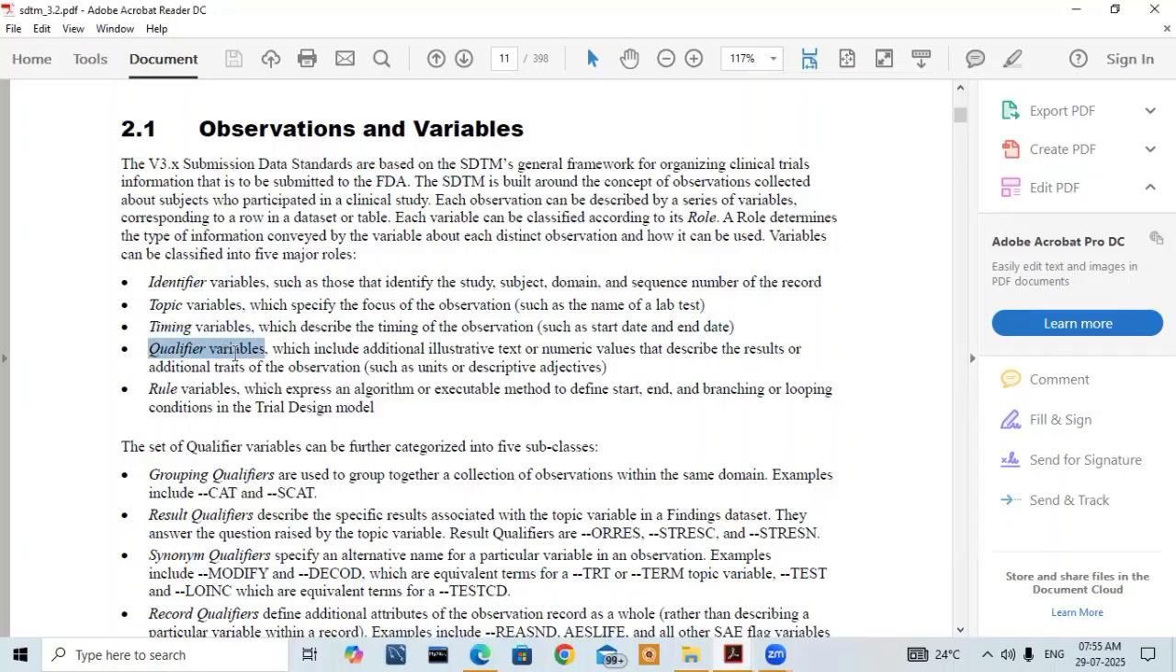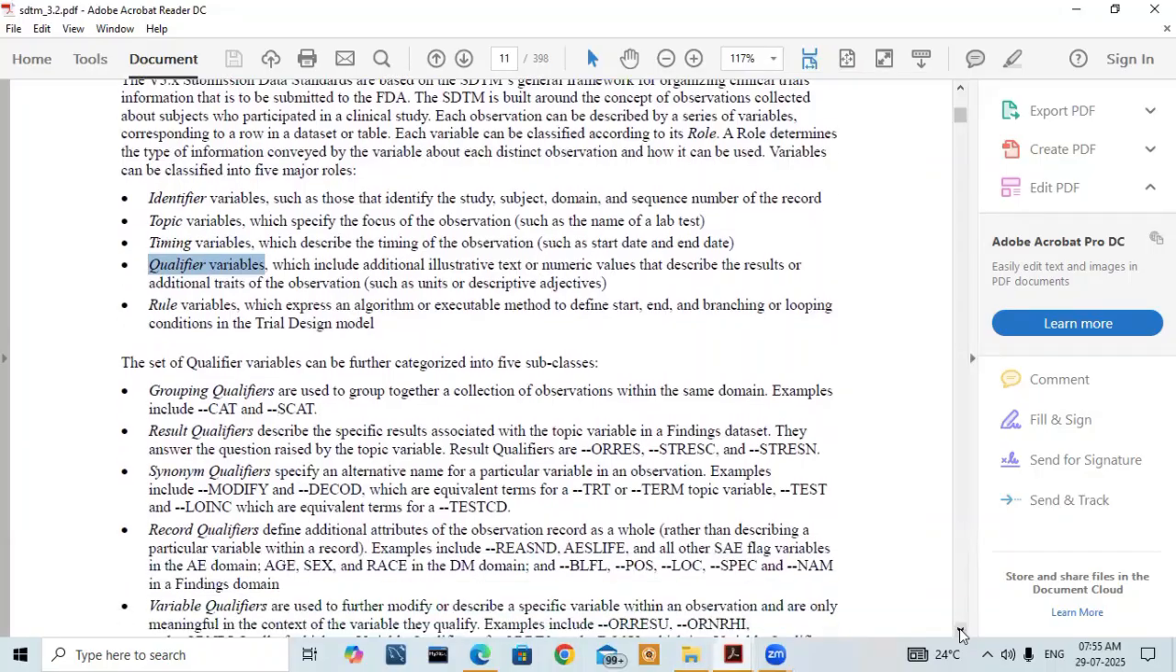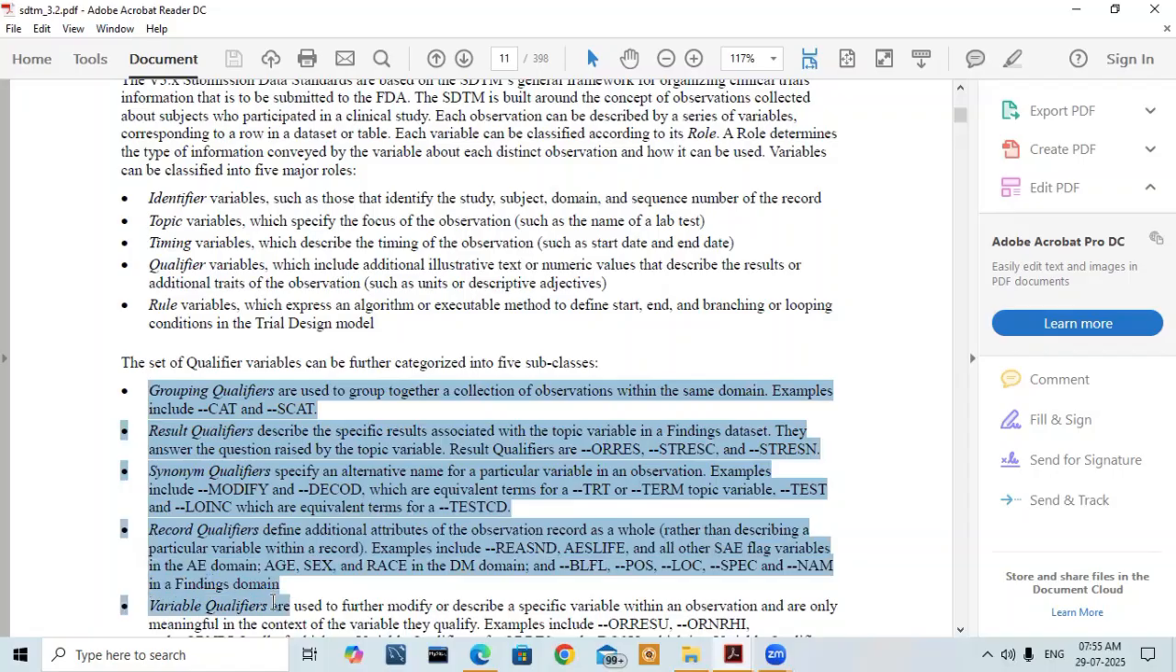Next are the qualifier variables. Qualifier variables are not one type; there are 5 types of qualifier variables. How many types of qualifier variables are there? Again, we have 5 types. We will discuss them now.